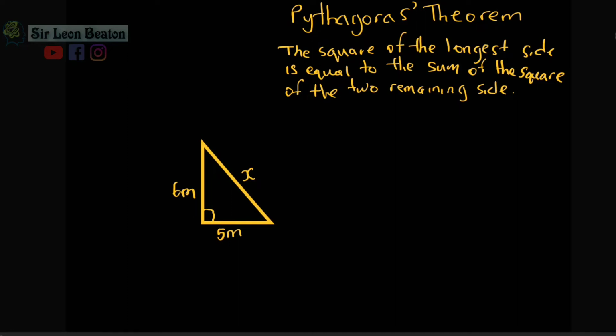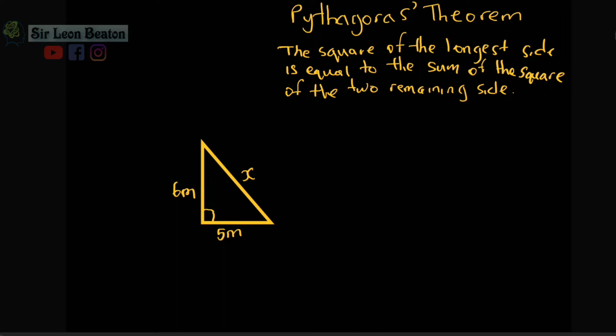And what this theorem says, simple, it says the square of the longest side is equal to the sum of the square of the two remaining sides. One key thing that we need to see in this theorem is that we need to identify which side is the longest side. The longest side is always the side that is opposite the right angle. Wherever the right angle is, the side opposite that will be the longest side. So, let's apply this theorem now.